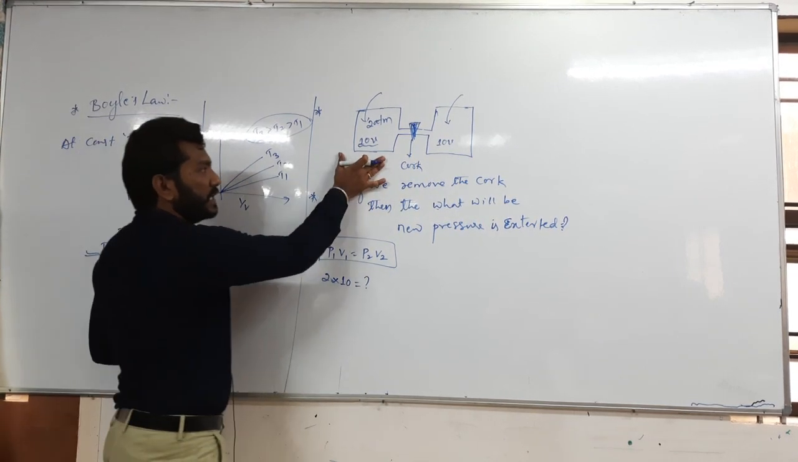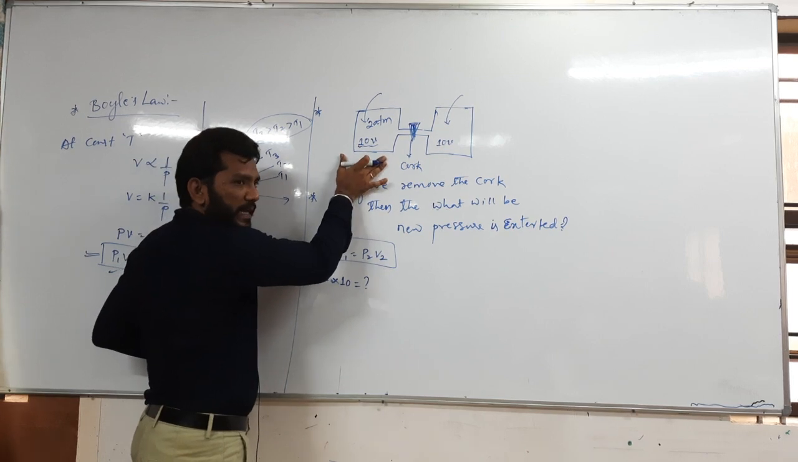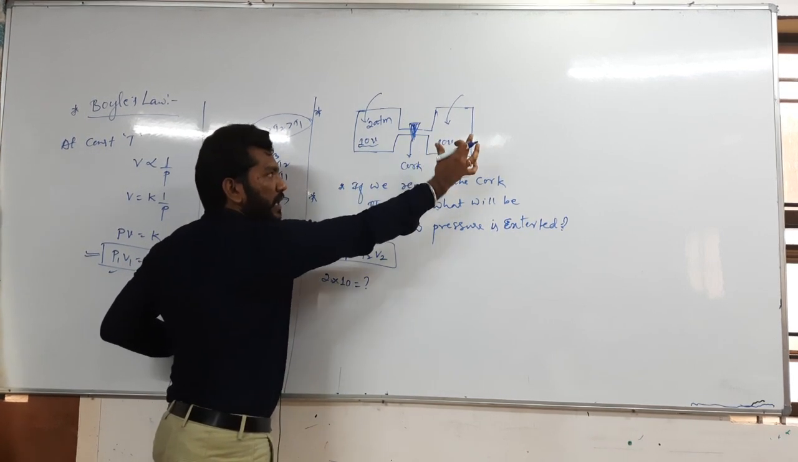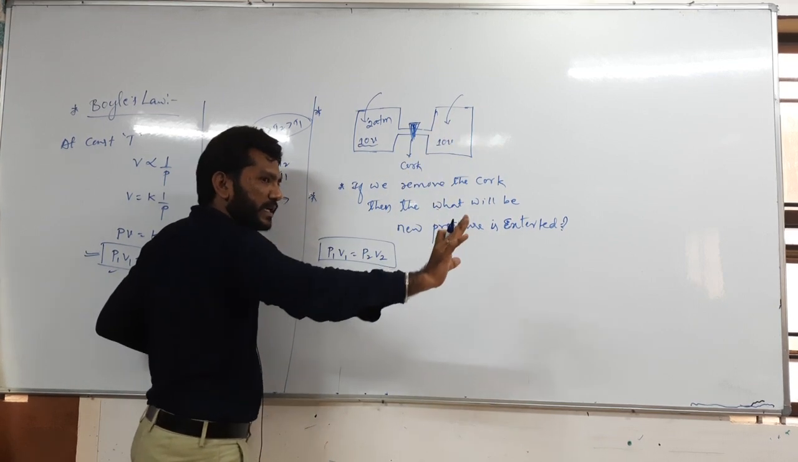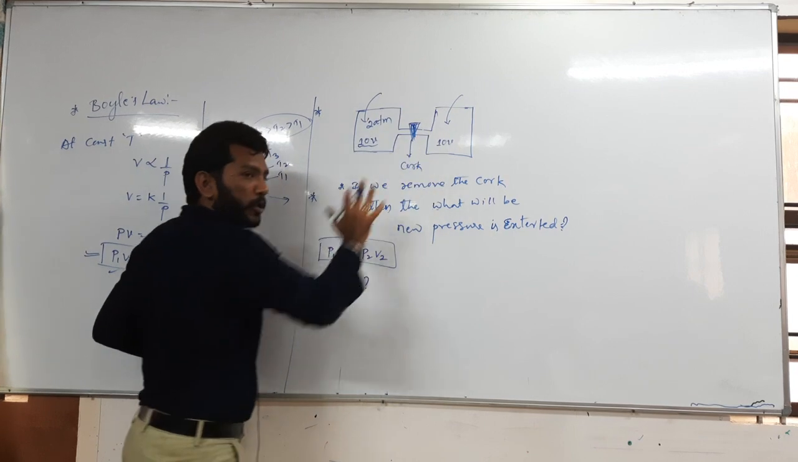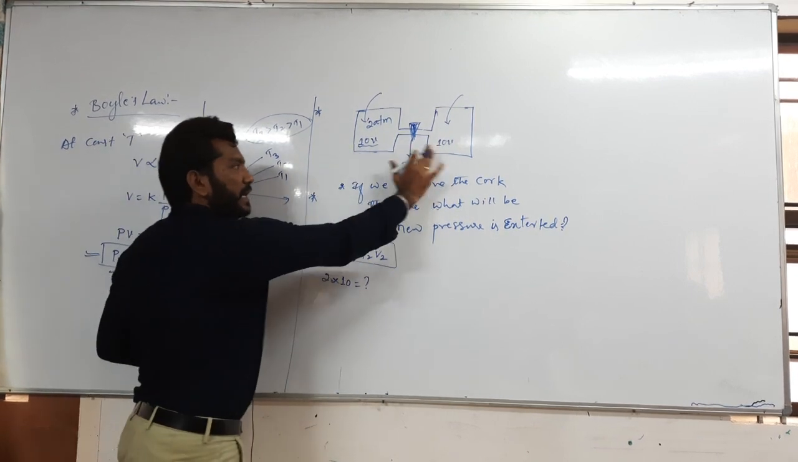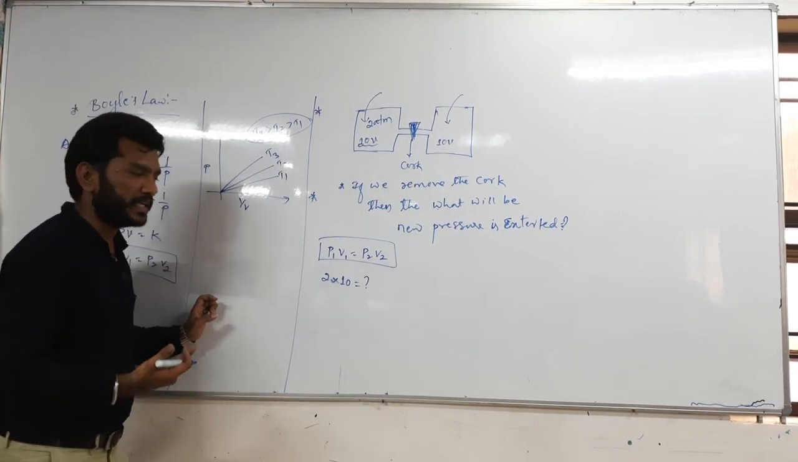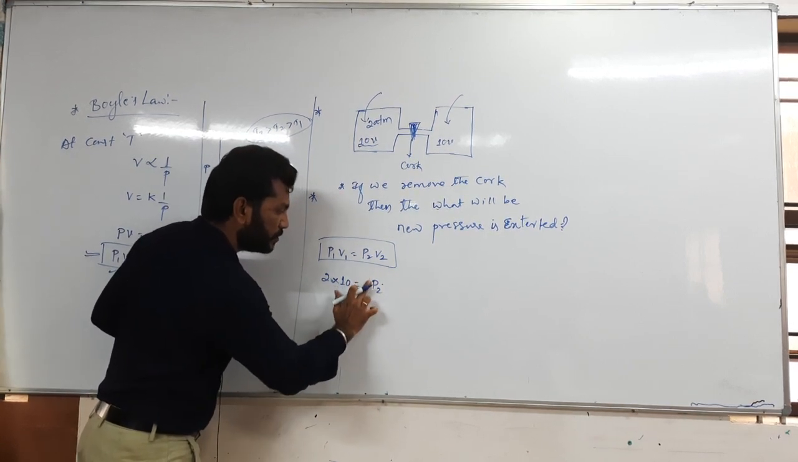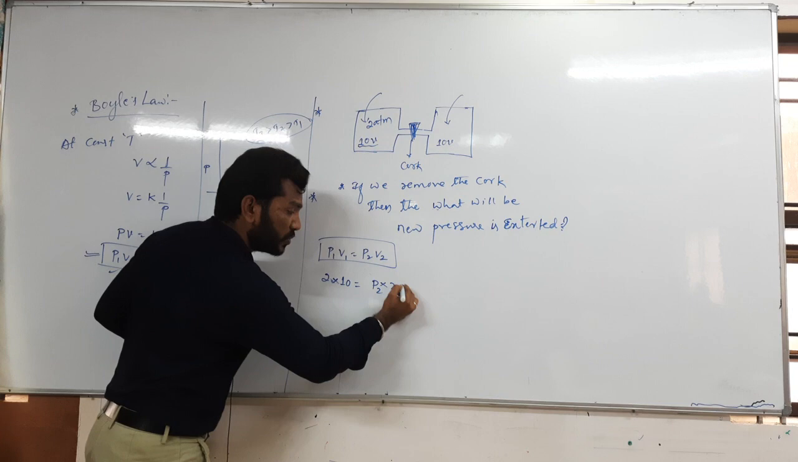The volume of this container is 10 liters, so 10 V, and here also 10 V. Suppose we remove the cork, then the gas molecules undergo diffusion. If diffusion happens, they occupy the complete volume. So already 10 is there and here 10. So 10 plus 10 is 20. So what is the final volume now? It is 20. We don't know P2, and the final volume becomes 20.